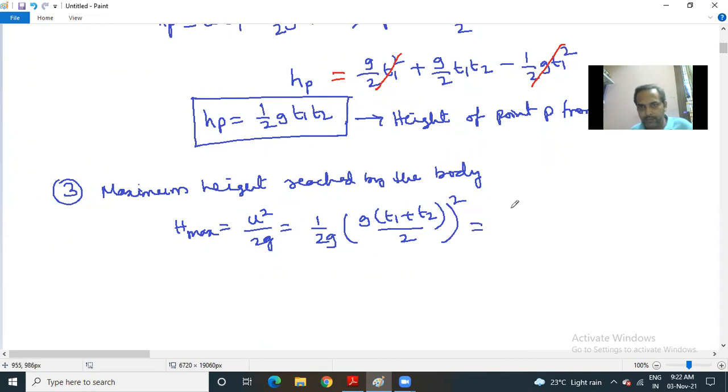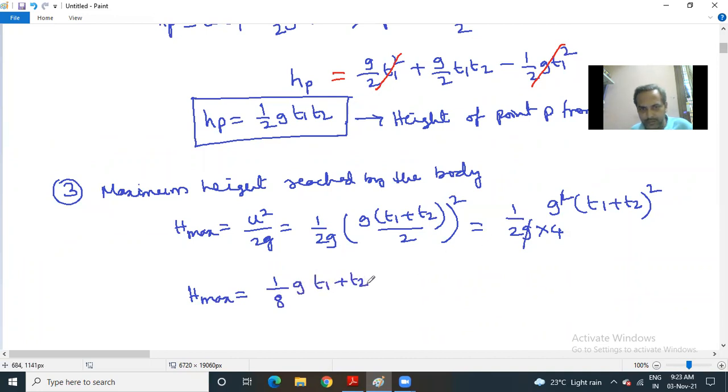So this will become 1 by 2g. This 2 square will become 4 here, multiplied with g square of t1 plus t2 whole square. So you can cancel g and g. So you will get H max expression is 1 by 8 g of t1 plus t2 whole square. So this is the third expression in this concept.